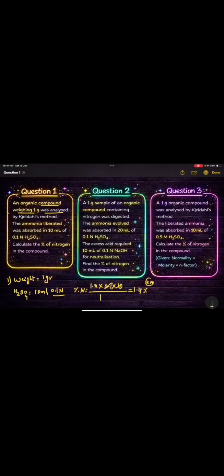Coming to the second question. So here weight of organic compound is given. You can read the question. 1 gram of sample is given and ammonia evolved is absorbed in 20 ml of 0.1 M H2SO4. The excess acid required 10 ml of 0.1 N NaOH for neutralization. Find the percentage of nitrogen in the compound. So here, weight of organic compound is just 1 gram, and then the H2SO4 values are 20 ml volume and 0.1 in normality.